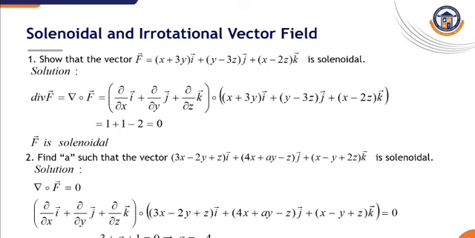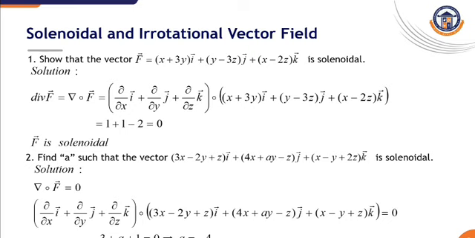Taking the partial derivative with respect to x of x plus 3y, the value becomes 1. The derivative with respect to y of y minus 3z becomes 1. And the derivative with respect to z of x minus 2z becomes minus 2. So 1 plus 1 minus 2 equals 0. The divergence of F vector becomes 0. Therefore the given F vector is solenoidal.